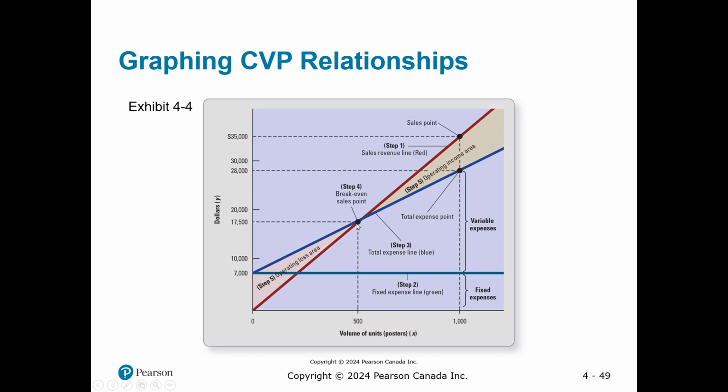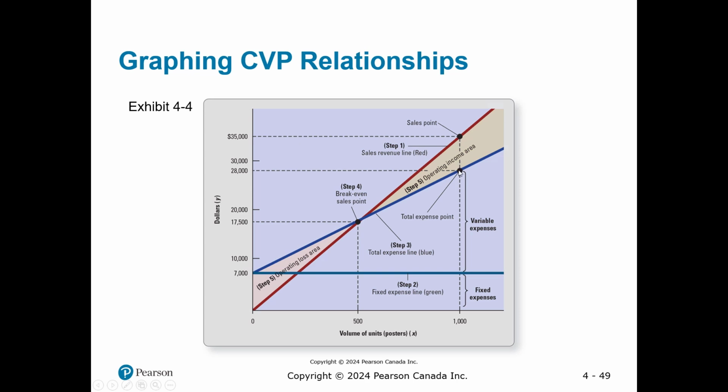We calculated that. Anything below this line, the area in here, that's how much money we're losing. Anything above this line right here, that's where we're making money. So looking at 1,000 units right here, we know that when we sell 1,000 units, $7,000 of that revenue is going to be covering the fixed expenses. Then this amount right here, between the fixed cost line and the total cost line, that's covering the variable expenses. And this area right here, that's our profit.